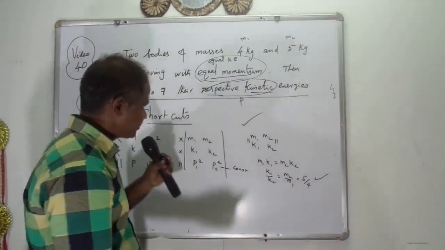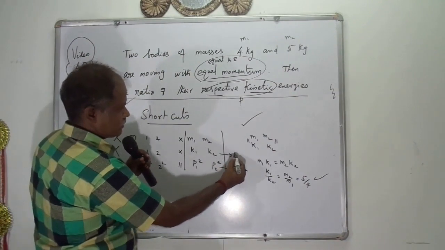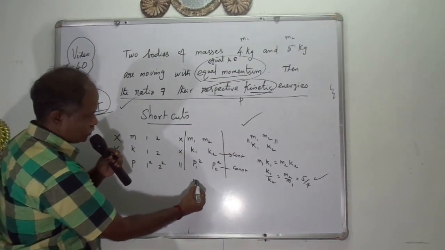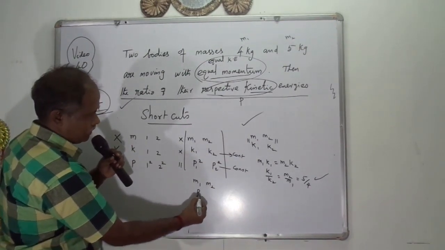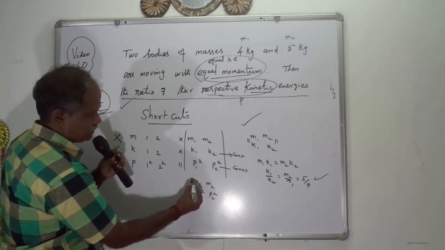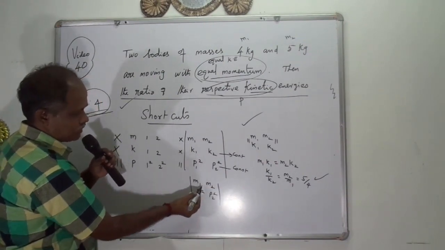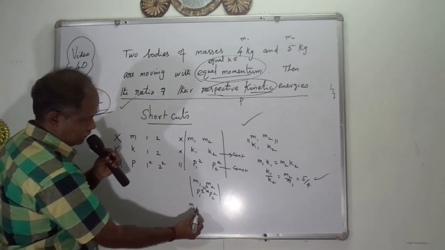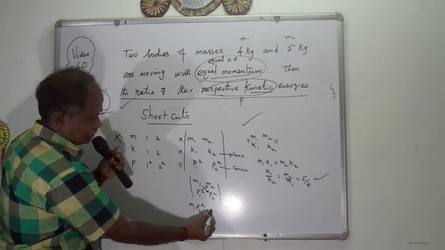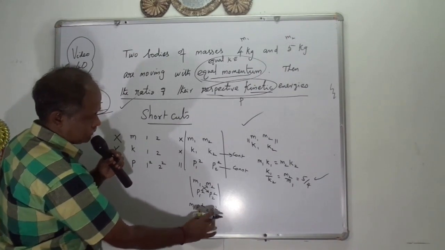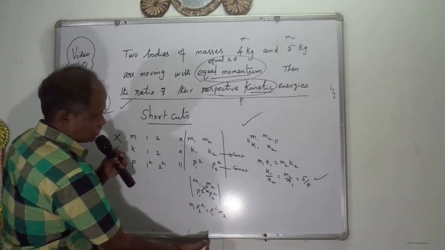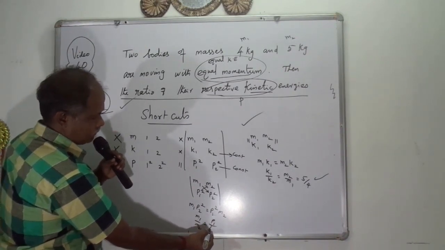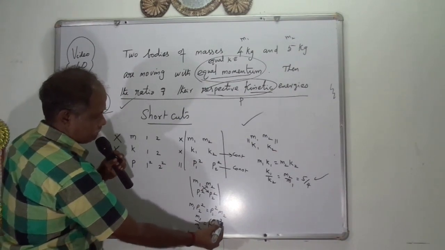Okay? Next one thing. For example, let this be a constant. What about the remaining terms? That is M1, M2, P1 square, P2 square. This is a cross product. That is M1 P2 square is equal to P1 square M2. That is M1 by M2 is equal to P1 by P2 whole square. This is the second step.